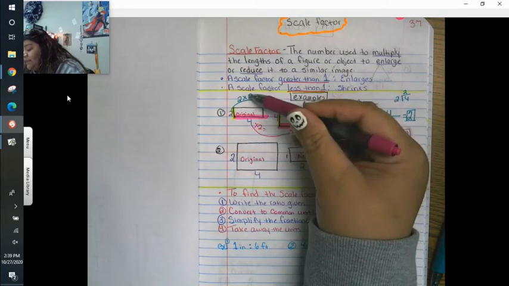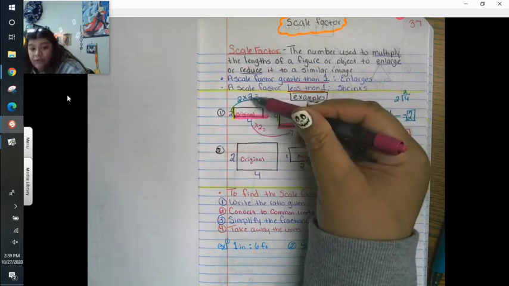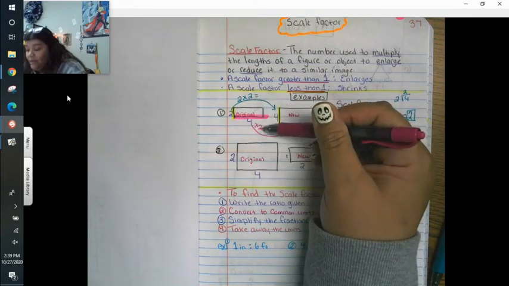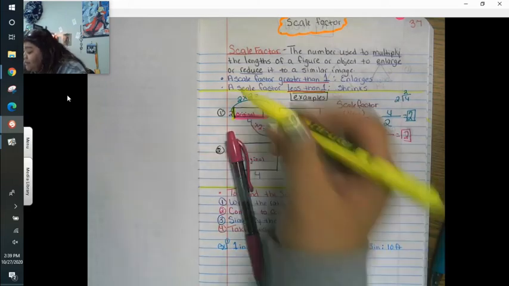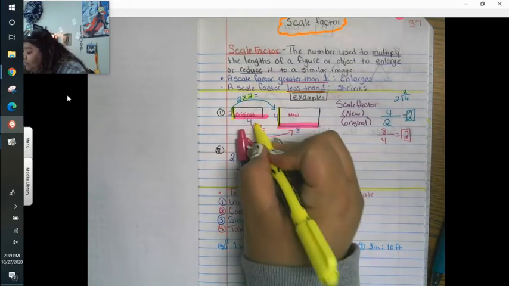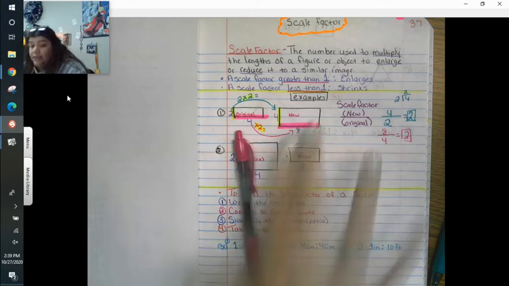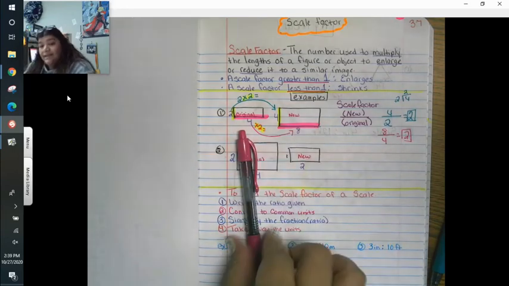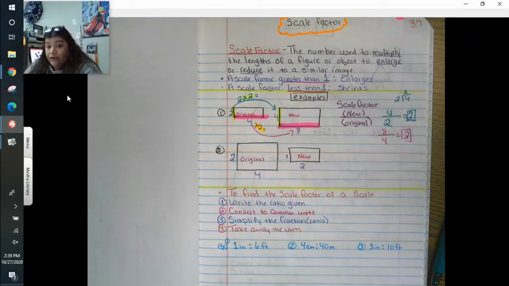And that's why it's going to be the same thing, because you remember, whatever you do to one side, you do the exact same thing to the other. And in these scenarios, I multiplied them both by 2 to get the brand new form, okay? So that's how you find the scale factor of two figures, all right?